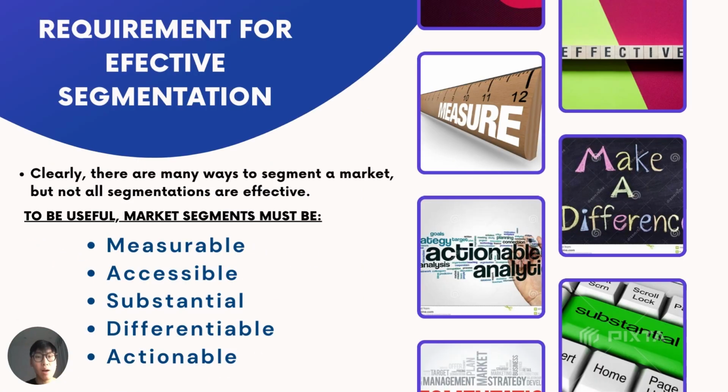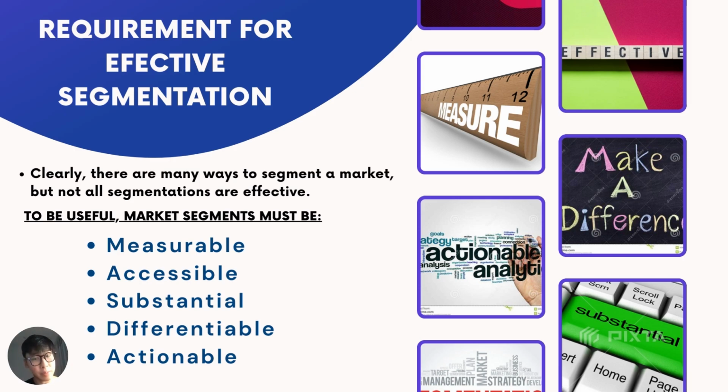And for the final part of market segmentation, I will give you the information about the requirements for effective segmentation. Clearly, there are many ways to segment the markets, but not all segmentations are effective or successful. So we have five factors for market segments. First is measurable. Measurable means the size, the purchasing power, and the profile of the segment can be measured.